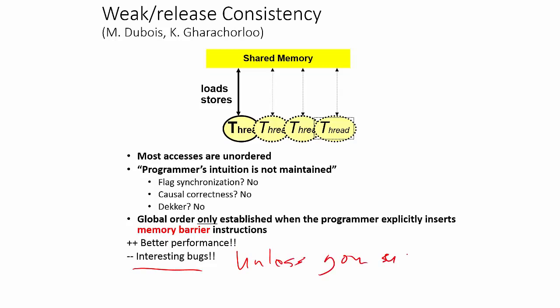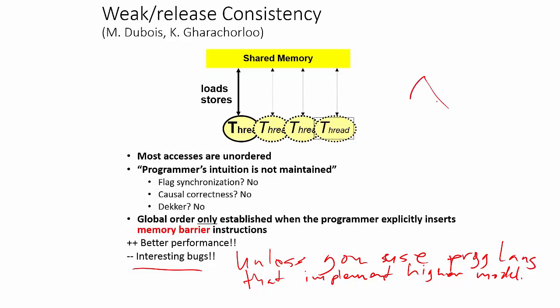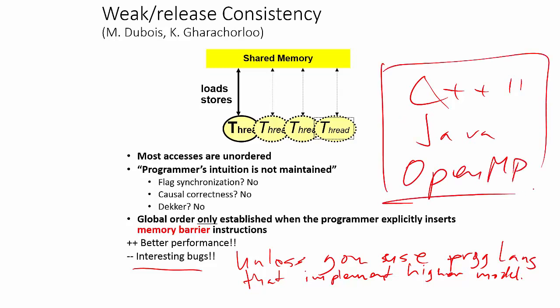you use programming languages that implement a higher-level model, like C++11, Java, OpenMP, which I'm coming to. These languages or extensions all implement some kind of memory model that can build even on a weak release consistency model in a good manner.